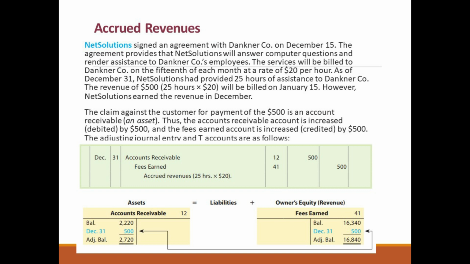However, NetSolution earned the revenue in December. The claim against the customer for payment of the $500 is an account receivable, or an asset. Thus, the accounts receivable account is increased, or debited, by $500, and the fees earned account is increased, or credited, by $500. The adjusting journal entry and the accounts are as follows.